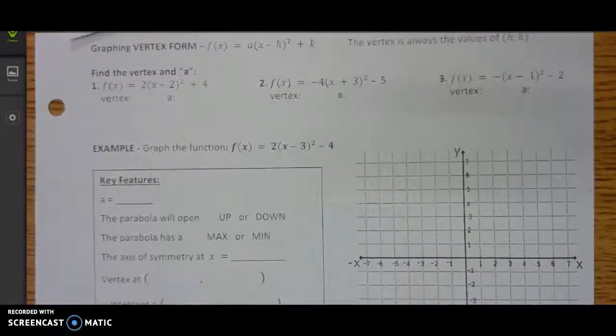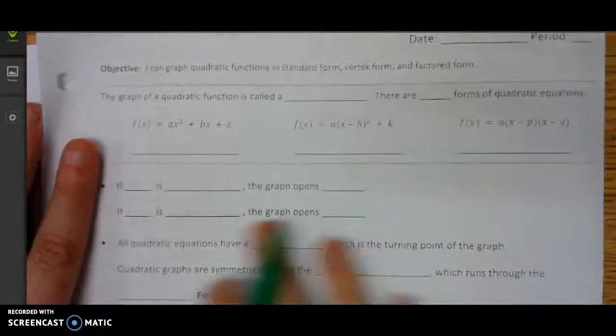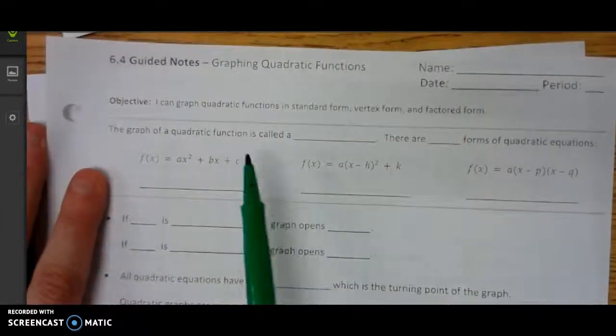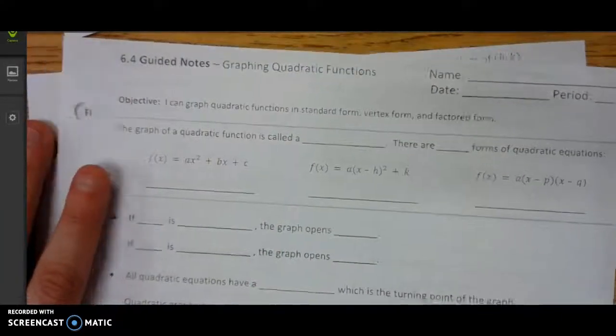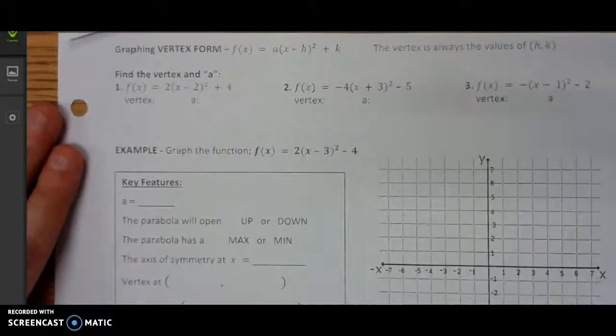Okay, these are the notes for graphing with vertex form. Remember, we started with these notes: I can graph quadratic functions. So we graphed in standard form. We've been working on that. Now we're going to look at vertex form.